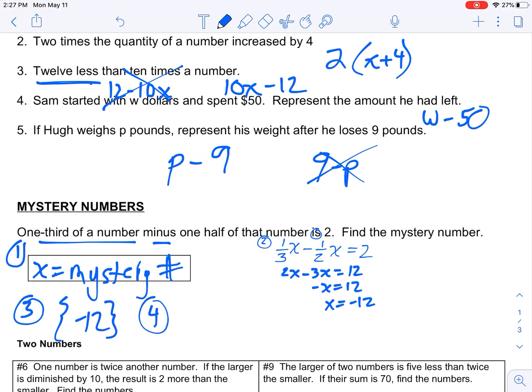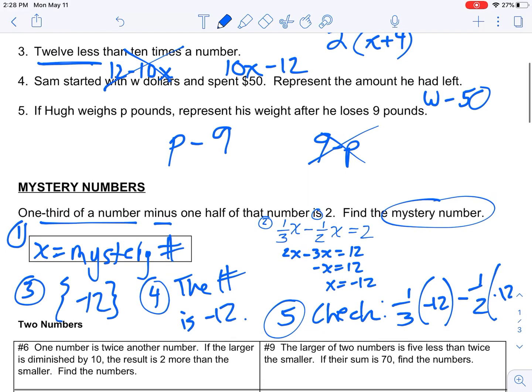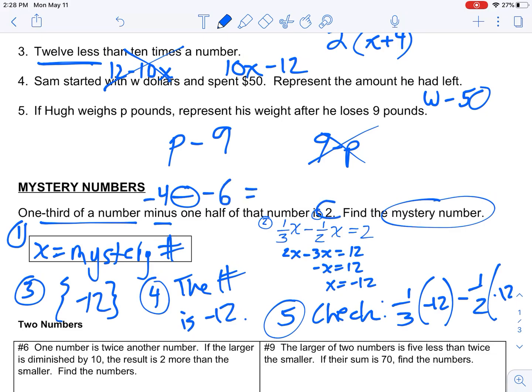Part 4 is I have to actually answer the problem. So answer what is the mystery number. So the number is negative 12. It helps to answer it in a complete sentence. And part 5 is always to check. So let's see, 1/3 of this number of negative 12 minus 1/2 of negative 12. Okay, so 1/3 of negative 12, that's negative 4, minus 1/2 of it, minus a negative 6. Is that going to get me 2? And the answer is yes.